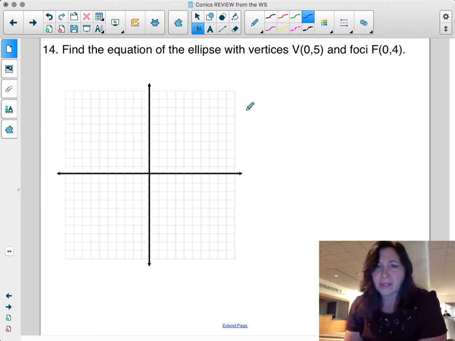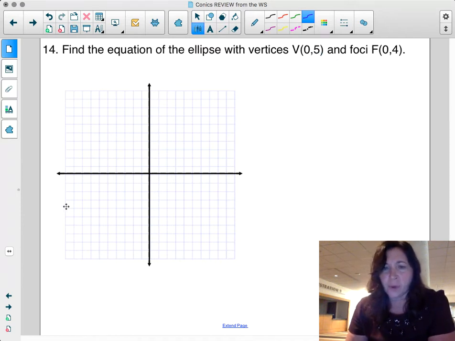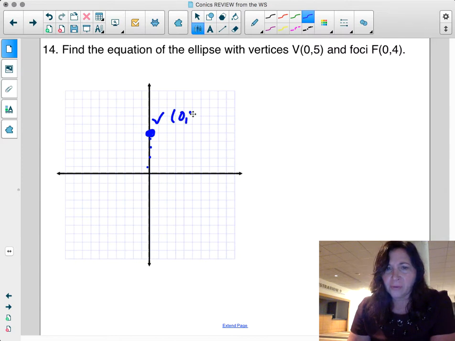Find the equation of the ellipse that has vertices 0, 5, and 0, 4 as my foci. So we're going to go 1, 2, 3, 4, 5. So at 0, 5, that's my vertex. I have a focal point at 0, 4. So that's right here. So F is at 0, 4.